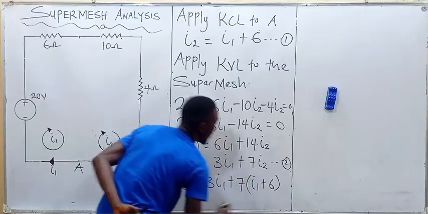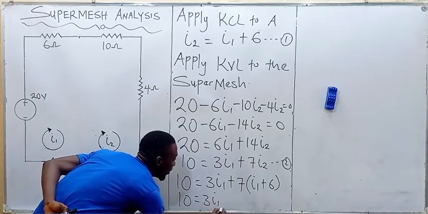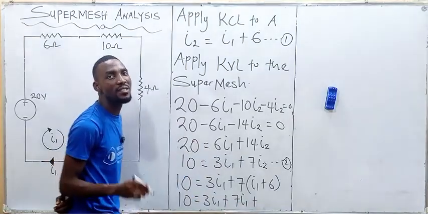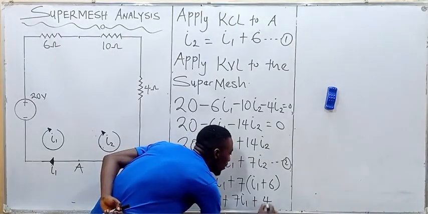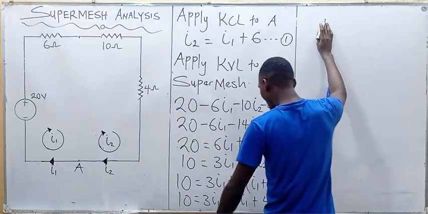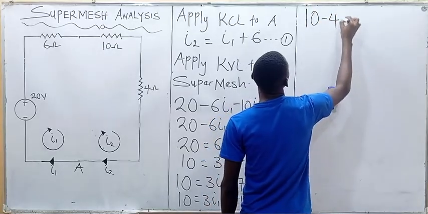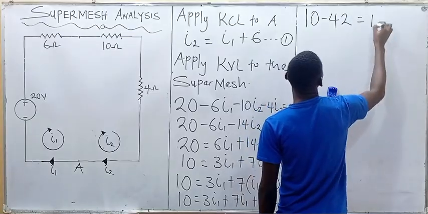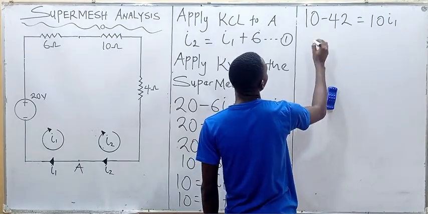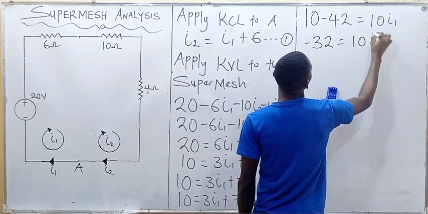All right. So here we're going to have 10 equals 3I1 plus 7I1 plus 7 times 6. 7 times 6 is 42. So it's going to give us 42. All right, so here we are going to have, if we move 42 to that side, 10 minus 42 equals what? Equals 10I1. So 10 minus 42, that is going to give us minus 32. Minus 32 equals 10I1.